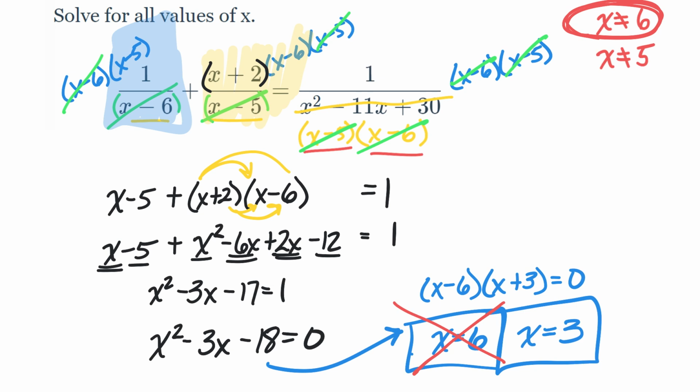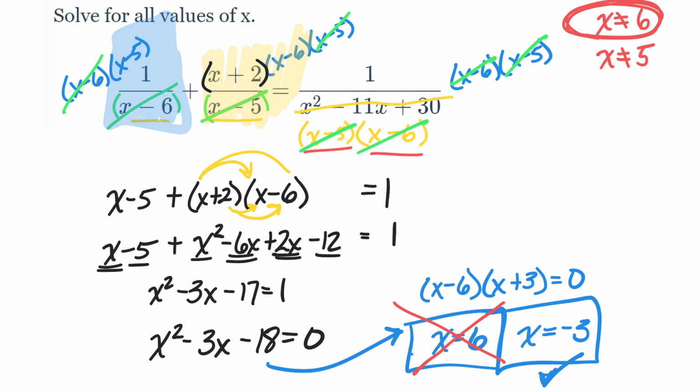So we reject the answer 6 and we accept the other answer. It's negative 3. We have a solution of negative 3, which is not rejected. So that would be our single solution on these.